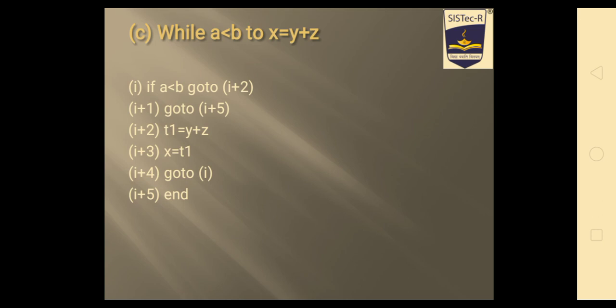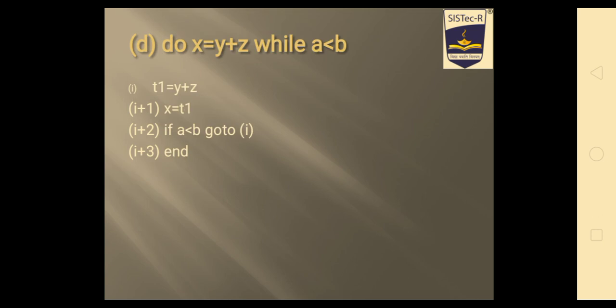I plus 4 is a condition for the loop. If the condition is satisfied, then again go to I. Again check: if a less than b is again satisfied, then you have to perform all the code. Otherwise, you have to move to I plus 5. And I plus 5 is the end part.